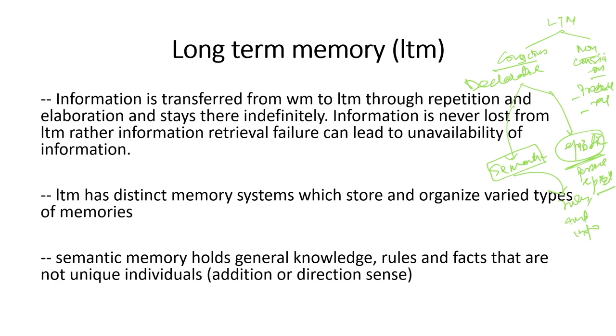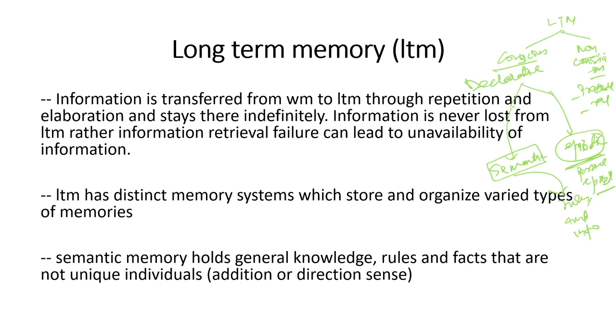So semantic memory holds general knowledge, knowledge about where is south, where is north, where is America, where is Africa, what is the national bird of America, or which country uses which kind of currency. Rules as in how to add numbers, how to subtract numbers, how exchange of electrons are balanced on a chemical equation, and facts.